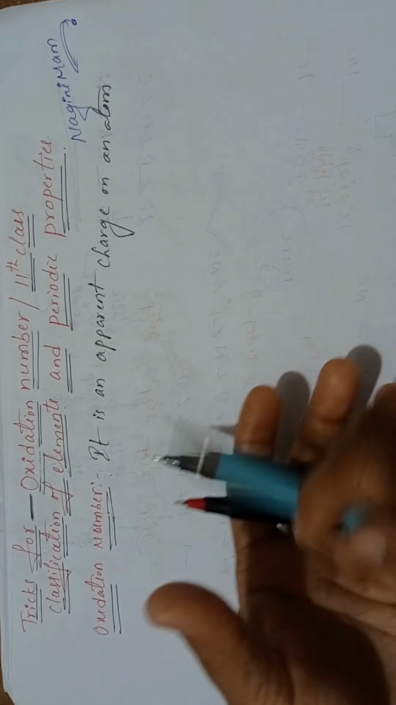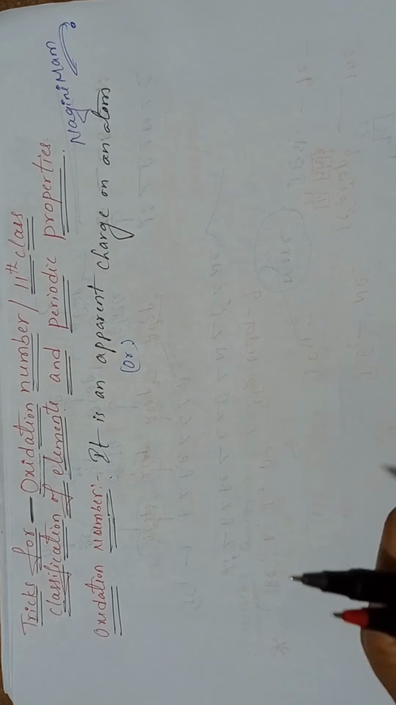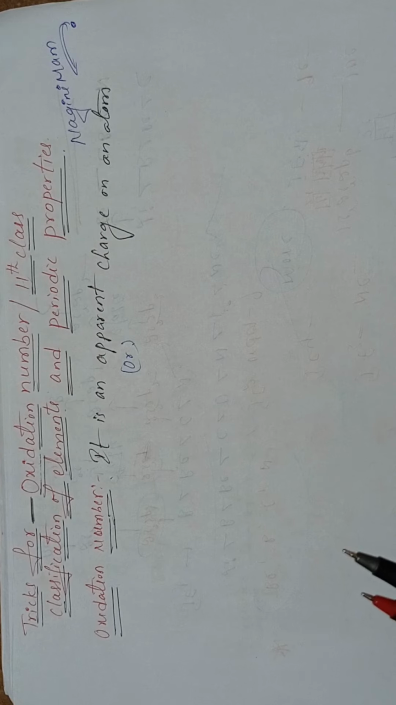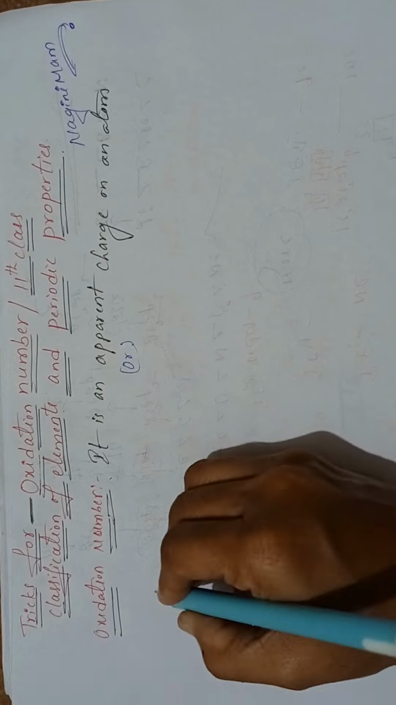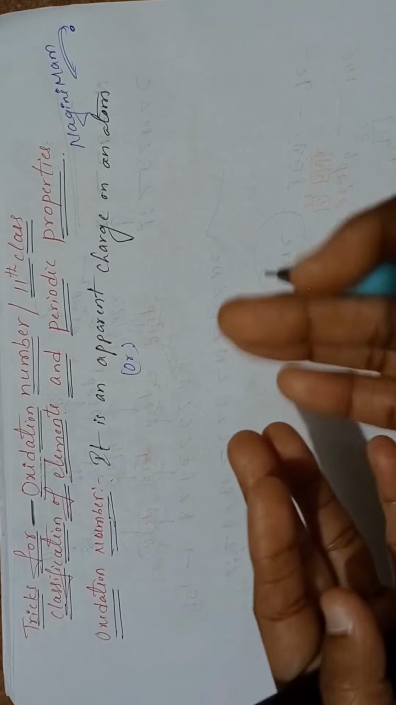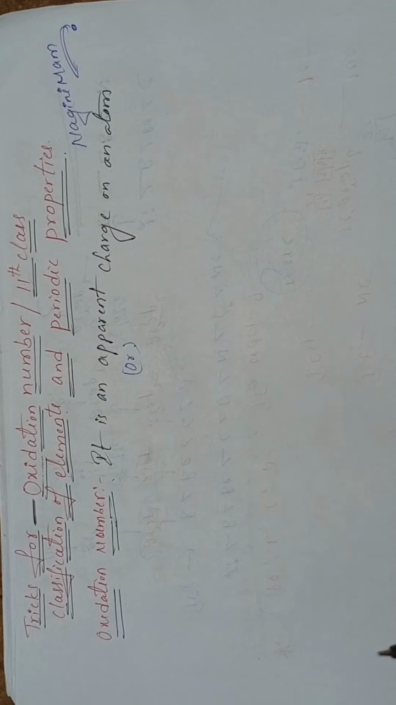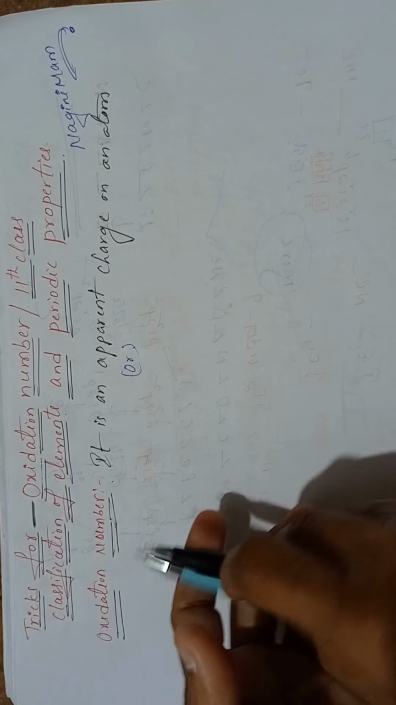And one more definition, students. Oxidation number is defined as a number which indicates the loss or gain or sharing of electrons by an atom during the formation of a chemical compound. Here oxidation number is defined as a number. It is just a number, students. That number indicates the loss or gain. It is the number definition.